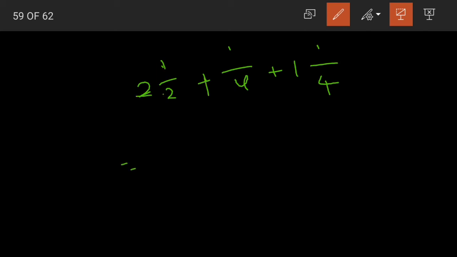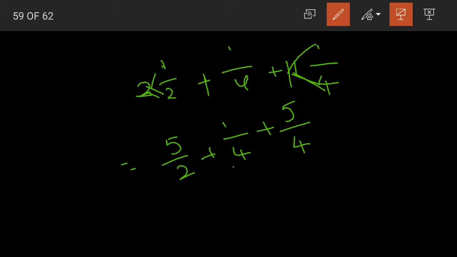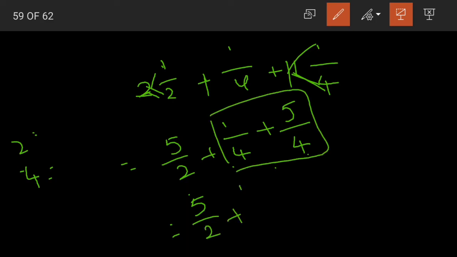For the ease of addition, what we'll do, we'll convert this into improper fractions. 2 2s are 4 plus 1, 5 by 2 plus 1 by 4 plus 4 1s are 4 plus 1, 5 by 4. Now again here we are having different denominators 2 and 4. We have to find out the LCM. Or else what you can do is, children, keep 5 by 2 as it is. These two are our like fractions, right? So you can add these two together. It would be 1 plus 5 divided by 4. It would be 5 by 2 plus 6 by 4.